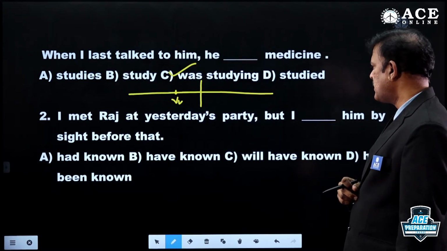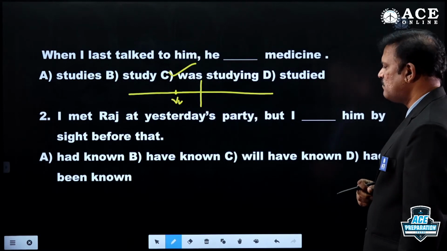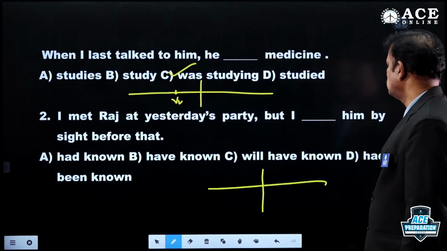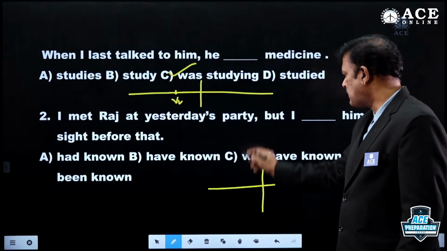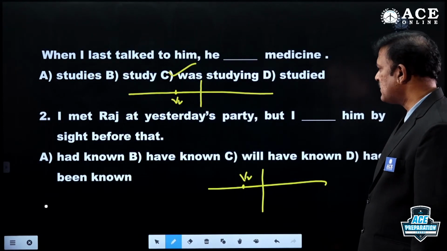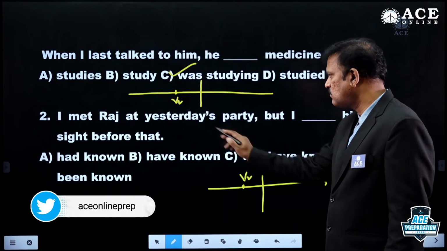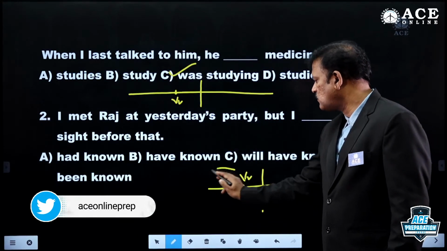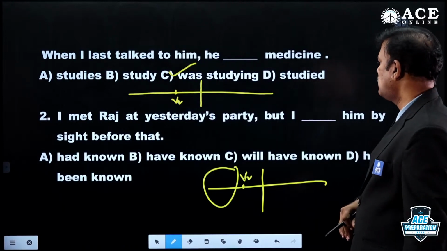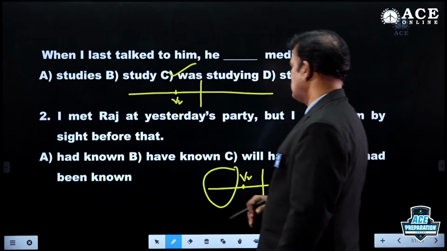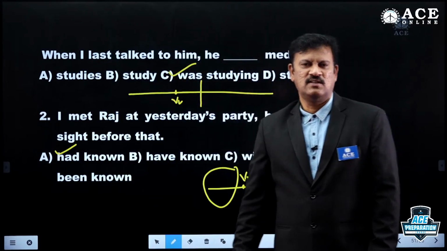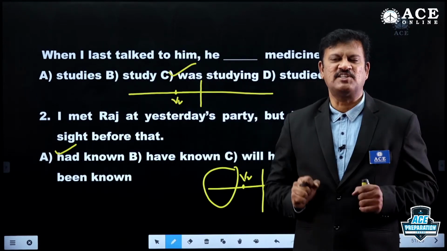Go to the next. I met Raj at yesterday's party, but I dash him by sight before that. I met Raj at yesterday's party, okay, V2. But I dash him by sight before that. Before this V2, something happened. Had plus V3. So what is the correct answer? I had known him by sight before that. Okay, guys?